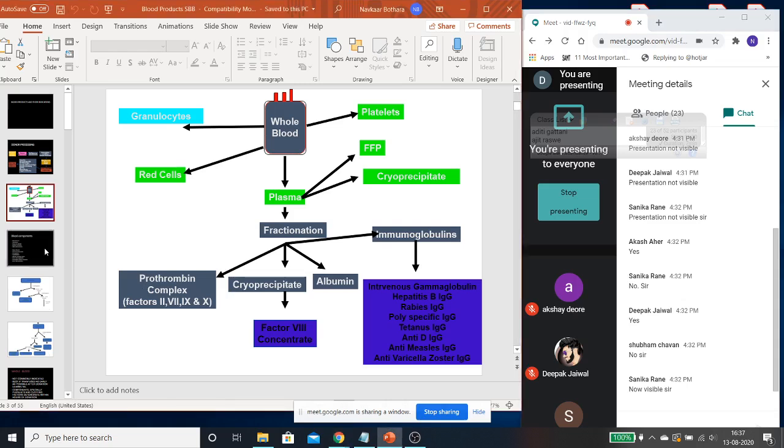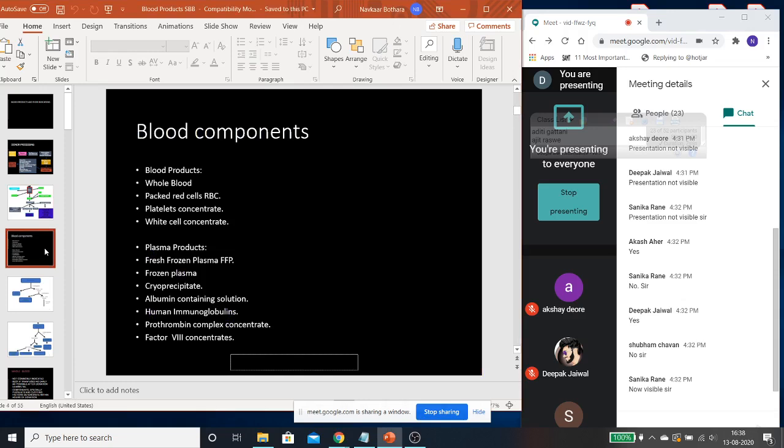So next, what are the various blood components? We are not seeing it now from a physiologic perspective, we are seeing it from a pharmacology, or drug, perspective. So blood products are whole blood, packed red cells, RBCs. From this fractionation figure above we are making a list. WBC concentrate can be there, or plasma products, that is FFP, fresh frozen plasma, as I told you. Frozen plasma is there, which is not fresh, so we call it frozen plasma.